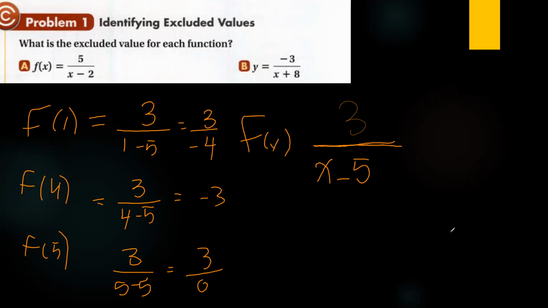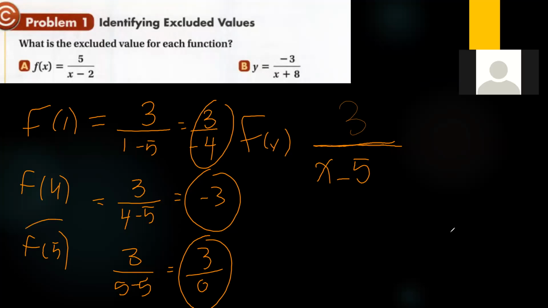So look at f of 1. F of 1 is defined. You have a number. But at the last one, you have 3 over 0. And I told you before that if you have 0 in the denominator, it is undefined. It does not exist. So which number makes it undefined? 5.